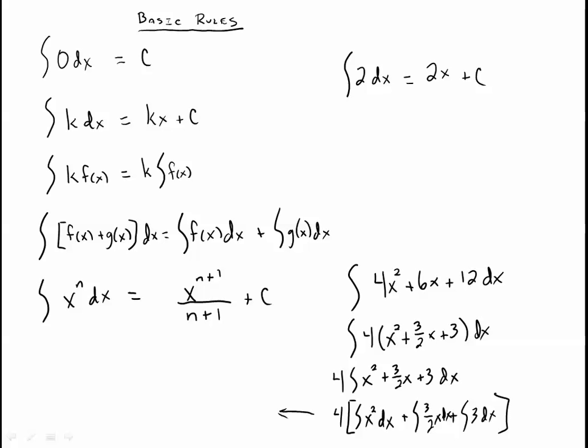When I do that, I know that the integral of x squared using the power rule would be 1/3 x cubed. The integral of 3 halves x dx would just be 3/4 x squared, and the integral of 3 dx would just be 3x.